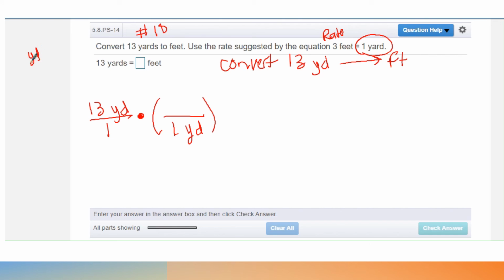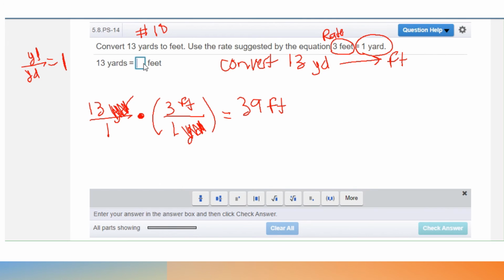Since I have yards in the numerator, I need yards in the denominator because yards divided by yards equals 1, so it'll cancel out. For every 1 yard, there are 3 feet, so I'm going to put 3 feet in the numerator. Now that yards cancel out, I'm going to multiply across. 13 times 3 gives me 39, and I have feet. For my denominator, I have 1 times 1, which is 1, so I'm not going to bring that over. So my final answer: 13 yards is equivalent to 39 feet.